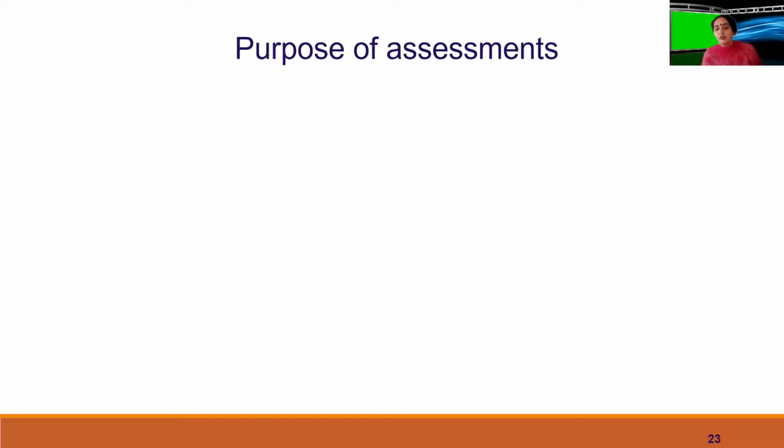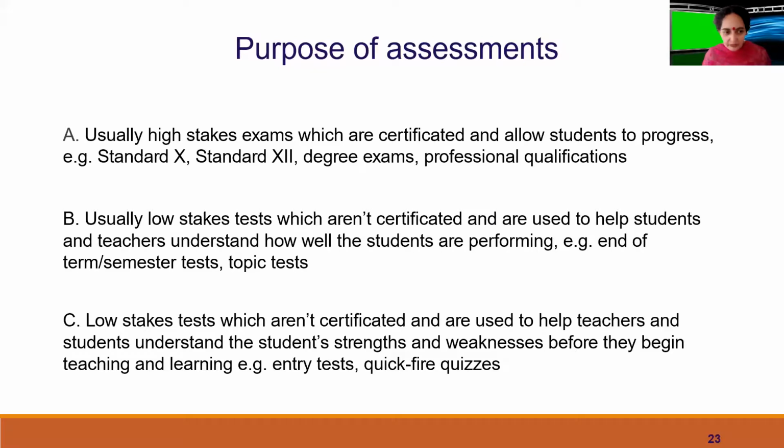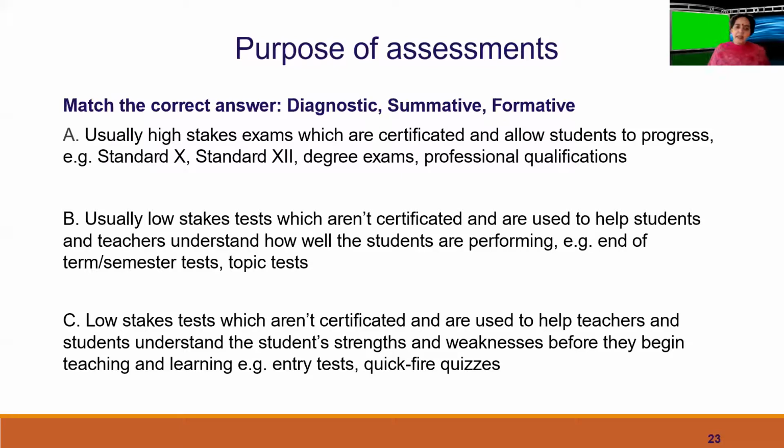All right. So now I'm going to show you a list over here and ask you to match each of the columns. Match the correct pair. These are 3 kinds of assessment: diagnostic, summative, and formative. In the chat, you will write whether A is diagnostic, summative, or formative, and likewise for B and C. Decide which of these is each one.